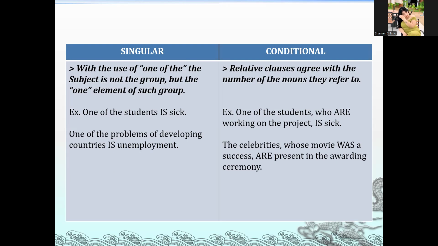Okay, pwede bang i-dismiss na natin yung class? Kasi parang hindi na appropriate yung topic. Anyway, yeah. Guys, pang-ilang slide na ba 'to? We're almost on the last slide actually.